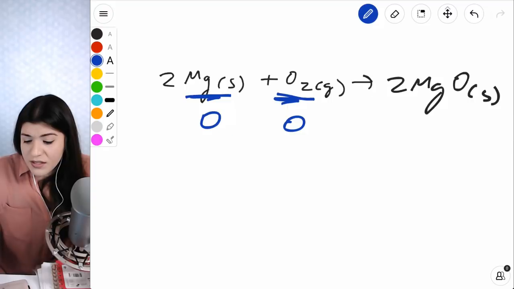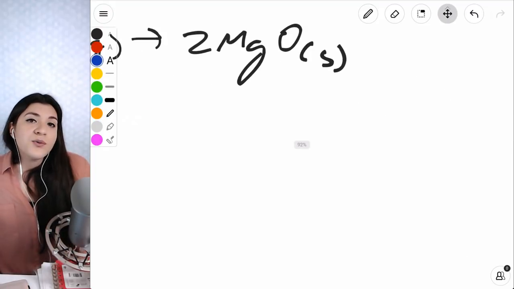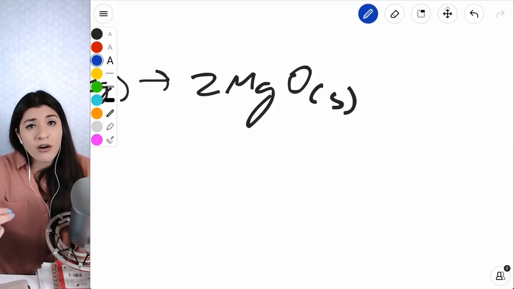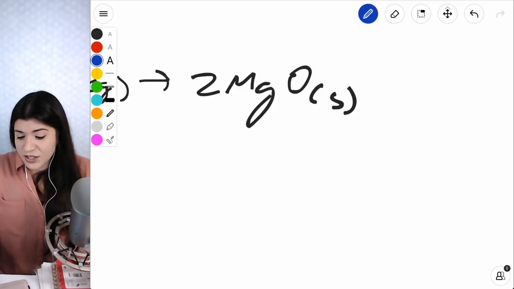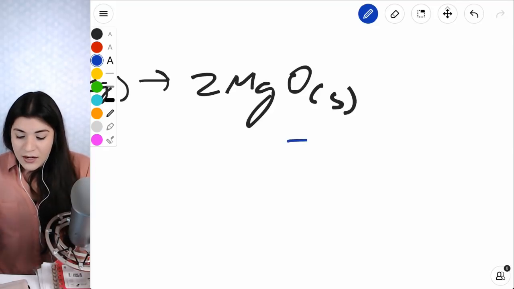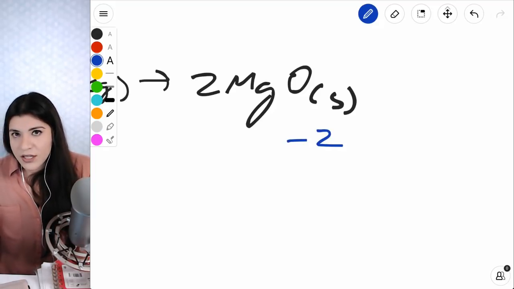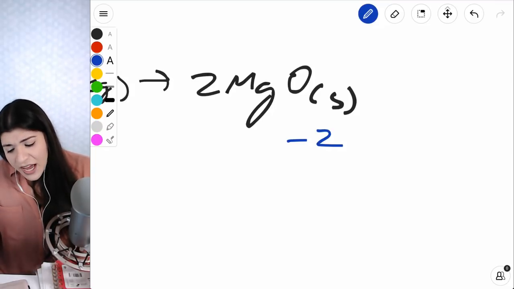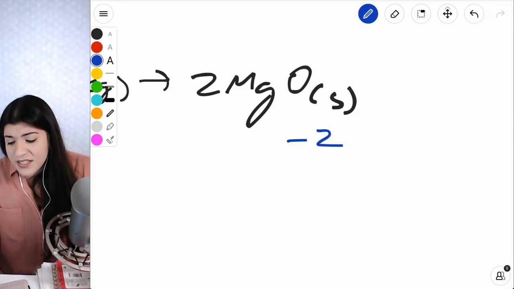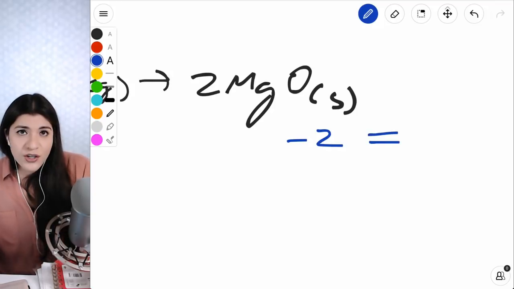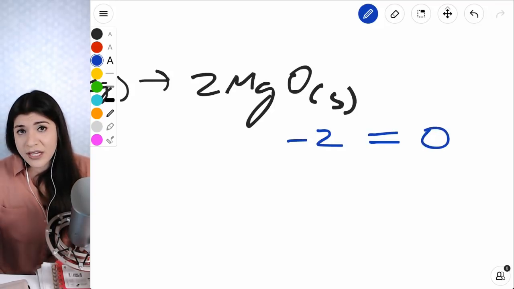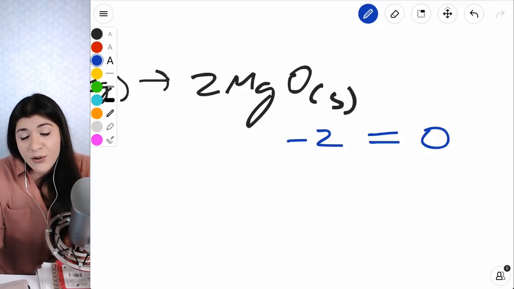Now, continuing on to something that is a compound. Whenever oxygen is within a compound, it's going to have an oxidation number of -2. Now we have to figure out the oxidation number of magnesium. Looking at magnesium, this is all going to equal the entire charge of this compound, which is neutral, meaning there is no charge, it's just 0.